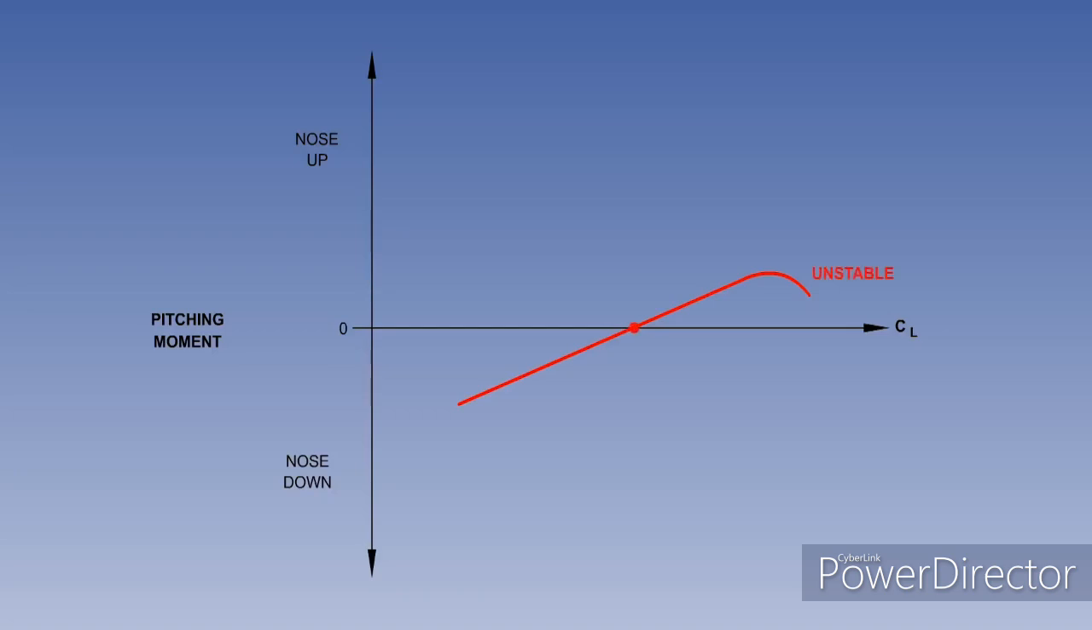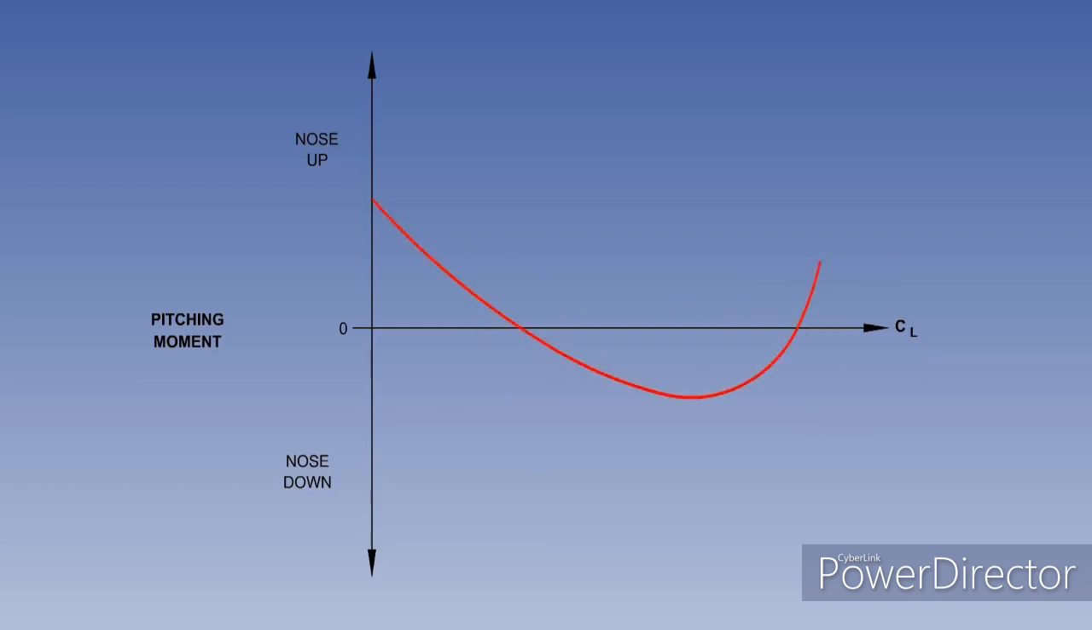When the slope of the plot is upwards, from left to right, it represents negative longitudinal static stability. As with positive longitudinal static stability, the steeper the slope, the greater the instability. Here are the three types of plot we'll be using from now on: stable, neutral, and unstable.